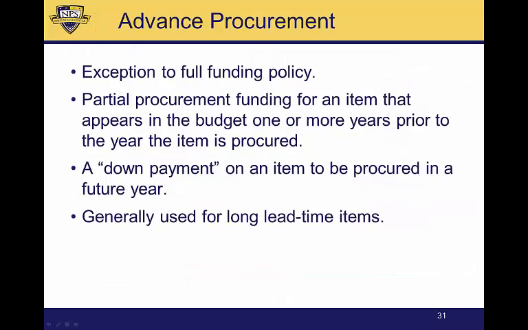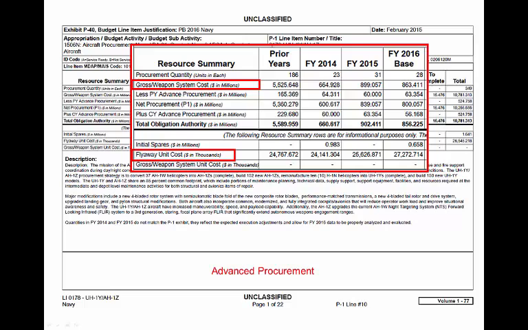Recall we said advanced procurement is an exception to the full funding rule. And advanced procurement allows us to buy things with a long lead item, before we ask for the money for the remainder of the system. So think of it as sort of a down payment for those few items that take longer to get your hands on than the rest, but we don't want to tie up all of the budget authority. And in this budget, there is some advanced procurement.